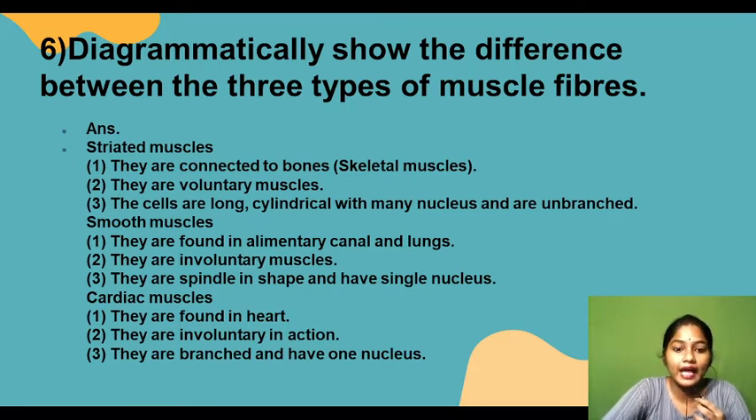Then smooth muscles. They are found in the alimentary canal and lungs and they are involuntary. We cannot control their movement, right? And they are spindle in shape and have a single nucleus. They are not multinucleate. They have only one nucleus in the cell, right?